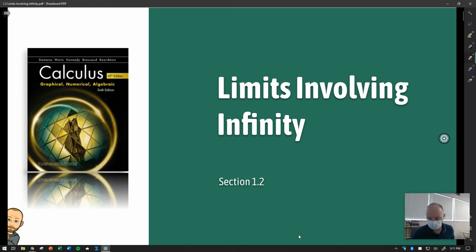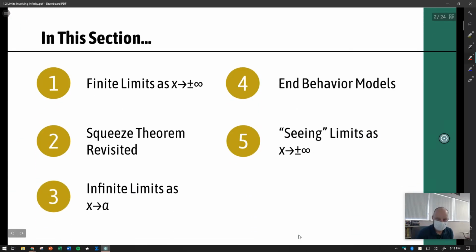All right, let's get started on section 1.2. We're talking about limits involving infinity. In this section, we will see finite limits as x approaches positive or negative infinity. We're going to see the squeeze theorem again as it applies to infinite limits. We're going to see infinite limits as x approaches a, some constant value. And we're going to see some end-behavior models and also, quote-unquote, "seeing" limits as x approaches positive or negative infinity.